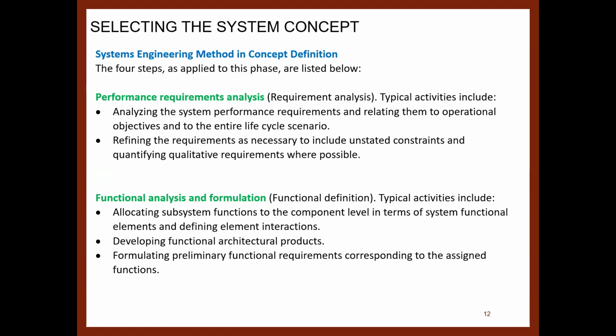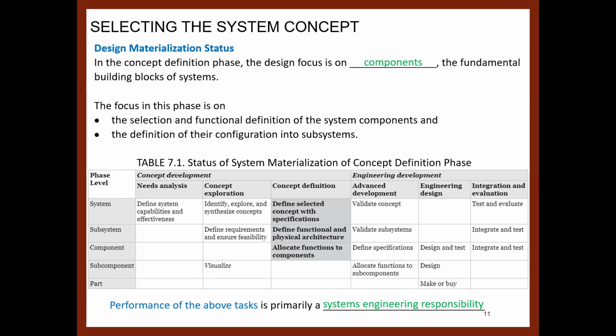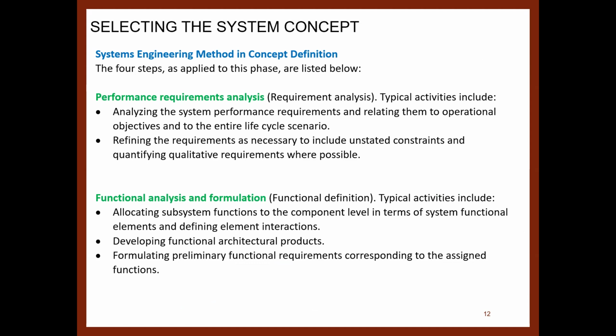And as we've been doing for the other two, like we did for needs analysis or for concept exploration, we had to take this into our engineering method or the systems engineering method at this phase. And these 4 steps are applied as follows. First, for the performance requirement analysis, some of the activities that we are going to be performing at this phase is to analyze the system performance requirements and relating them to operational objectives and to the entire life cycle scenario.